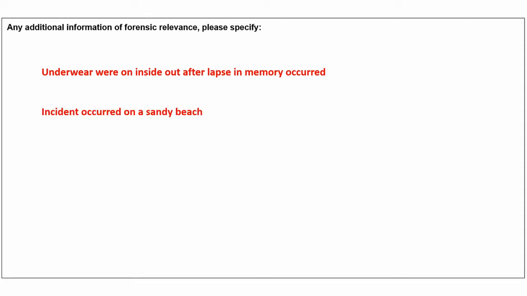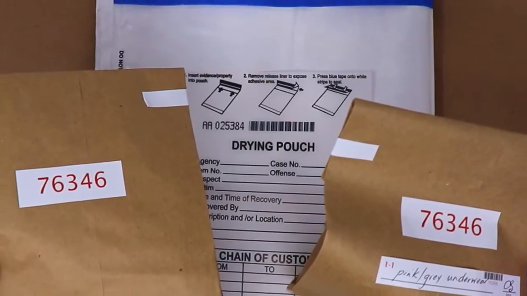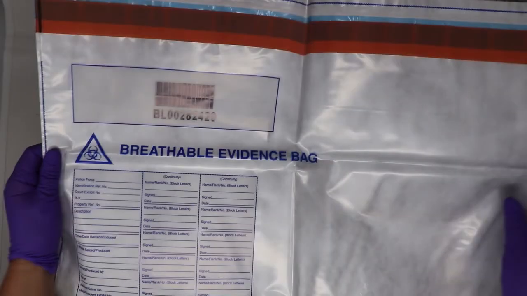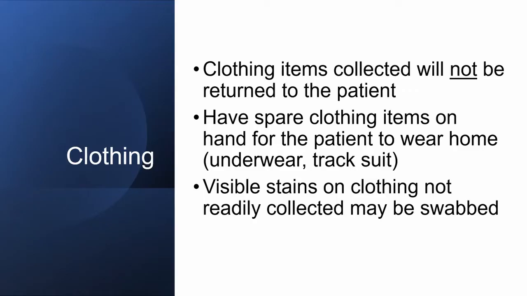Notes can be included on page 7 of the forms, any additional information of forensic relevance. Here, the underwear were on inside out after a lapse in memory occurred, and the incident occurred on a sandy beach. Additional clothing items, if collected, can be placed in their own individual brown paper bags, and there is also a large breathable evidence bag or drying pouch that can be used to hold the evidence bags or one large bulky item. It's important to note that clothing items collected will not be returned to the patient.